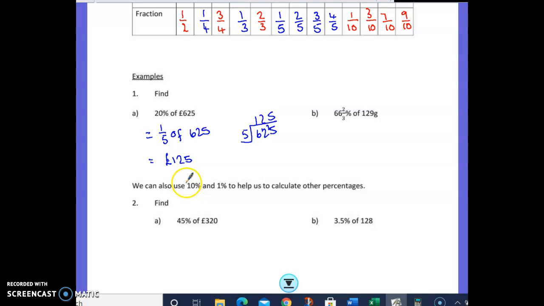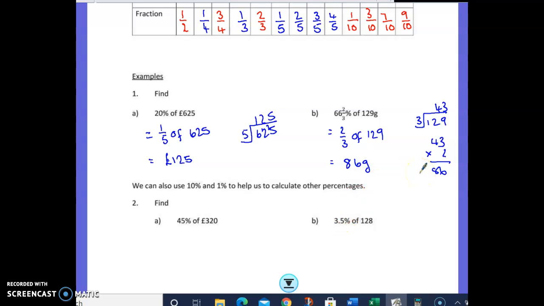Next, 66 and 2/3% of 129. 66 and 2/3 is the same as 2/3. So we're dividing by the bottom, timesing by the top. 3 into 129 is 43. Double up, to get 2/3, we get 86. This time we'll talk about grams.